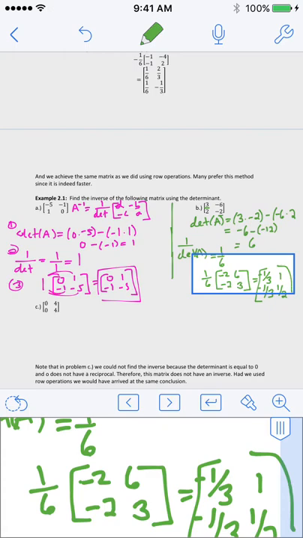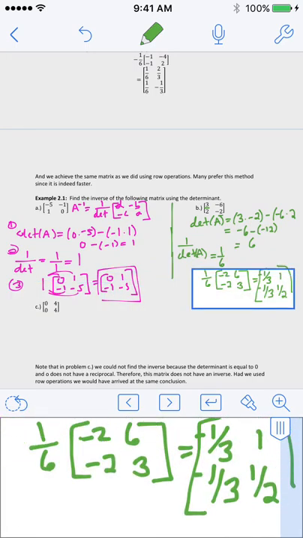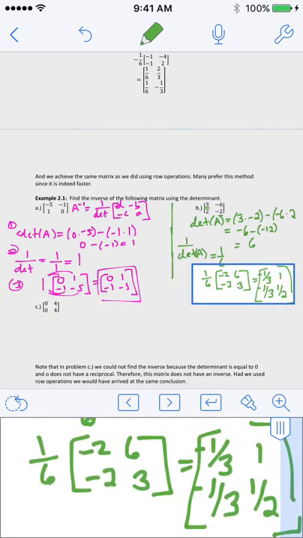And then we'll close out the matrix. And we end up with our inverse: -1/3, 1, -1/3, and 1/2. And look at how little work that was, right? So little work for such an important concept, being able to find that inverse.